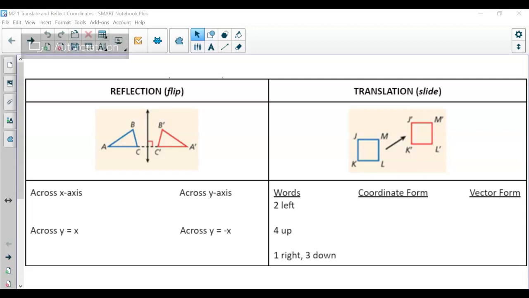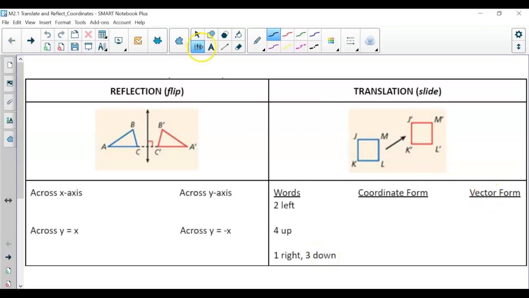In this lesson, we are focusing on our transformations with translation and reflection, but focusing more on the coordinate rules, not just the visual, but the coordinates. So starting with the translation, which is our slide, if I wanted to know just 2 to the left or 4 up or 1 right, 3 down, how does that rule look in coordinate form and vector form?